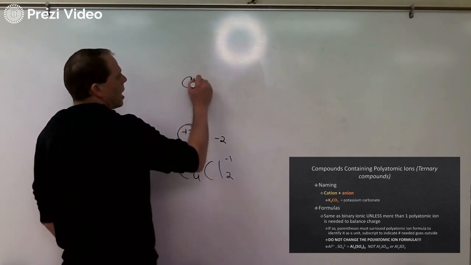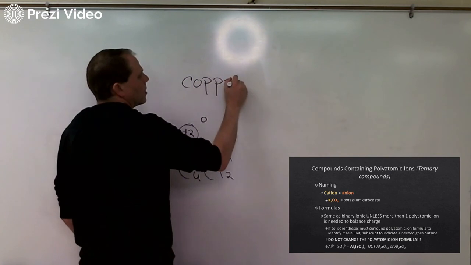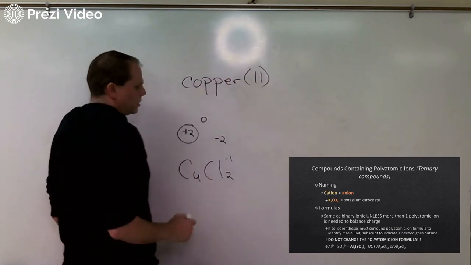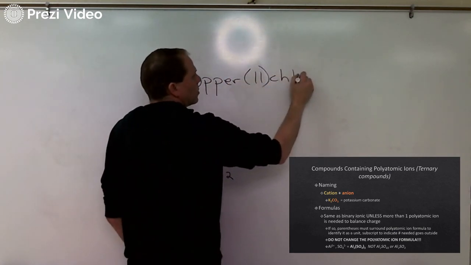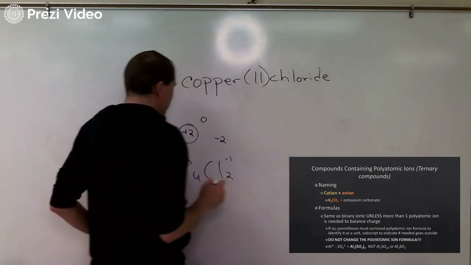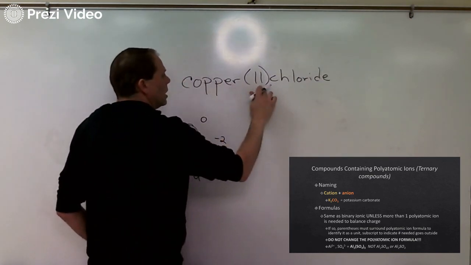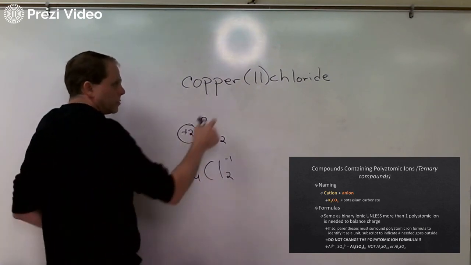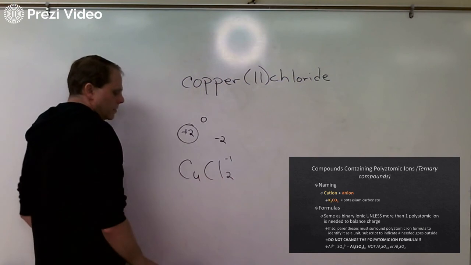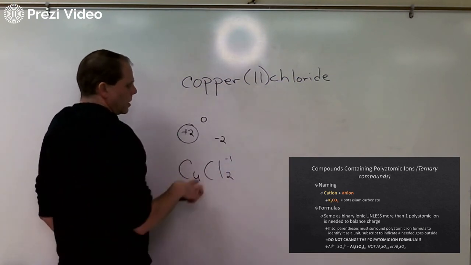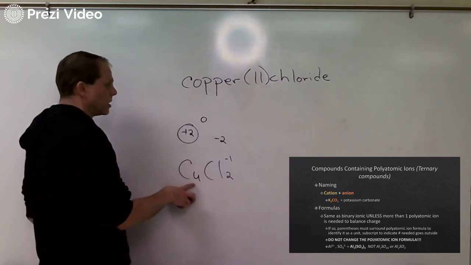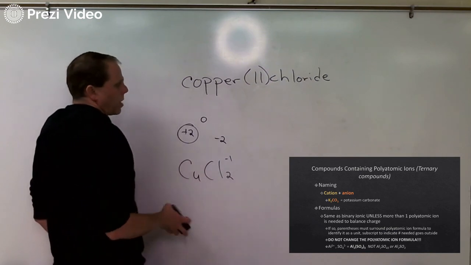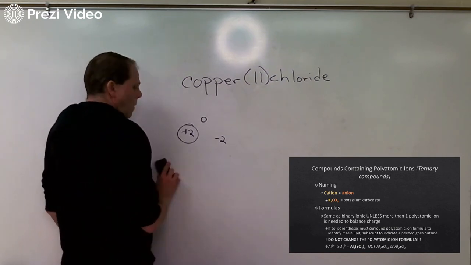So we'd say copper, Roman numeral 2, chloride. Now, we have to remember that this Roman numeral is the charge. Over and over and over again, I'll have students confuse themselves, and they will put that 2 thinking it's the number of the coppers. So they would have said on this one, copper 1 chloride, because they see 1 copper.